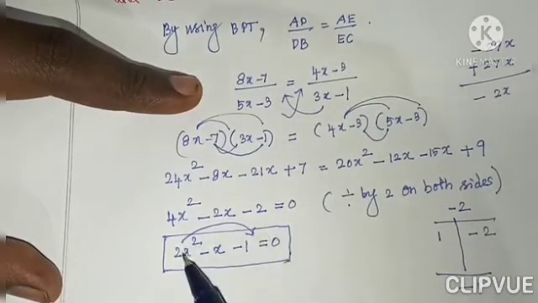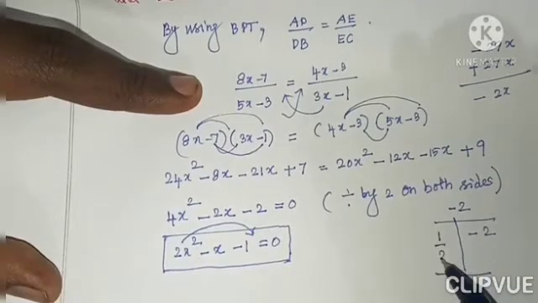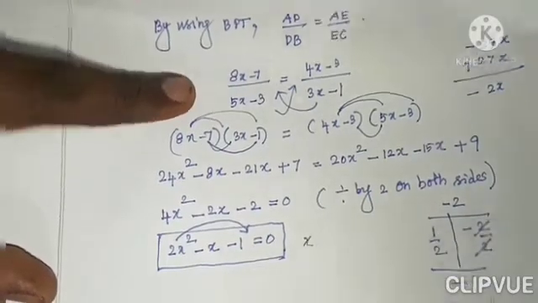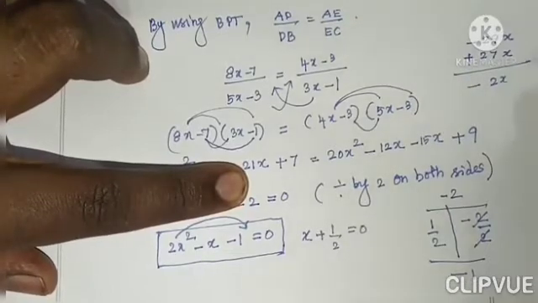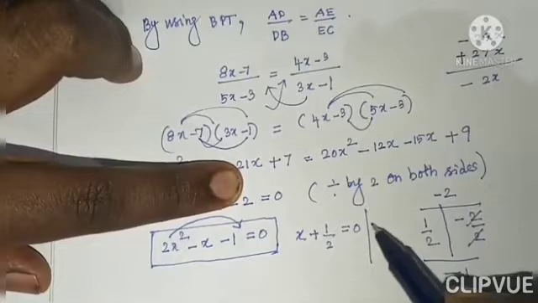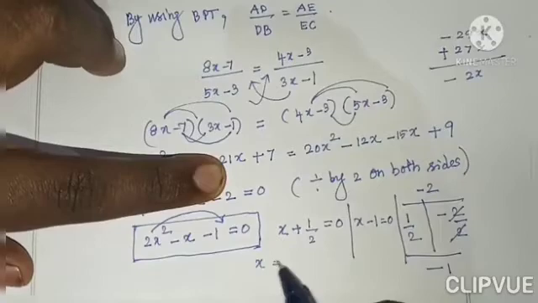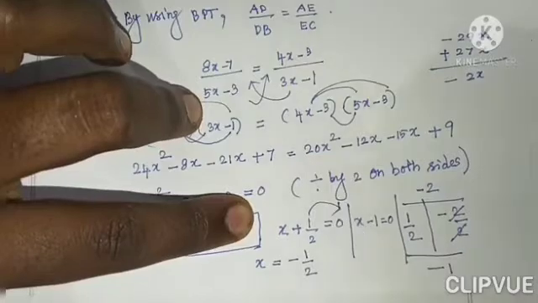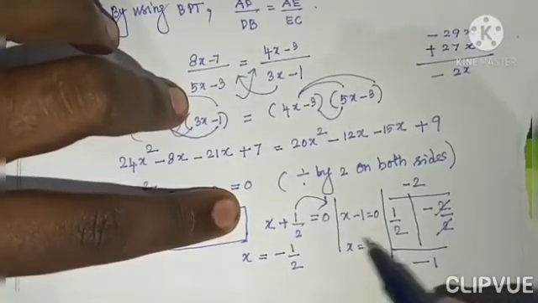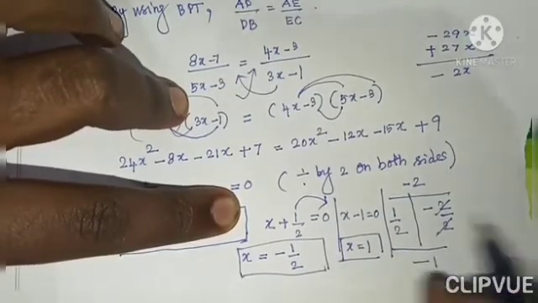If you multiply by the coefficient of x square, after this you want to divide by the same number, so divided by 2, divided by 2, it will be cancelled. So x plus 1 by 2 equal to 0. This is one of the factors. Next, x minus 1 equal to 0. This is another factor. If you take this x value, it becomes minus 1 by 2. Here x is equal to 1. So the values of x are minus 1 by 2 and 1.